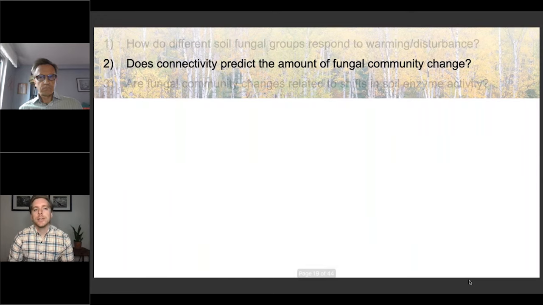Okay, so moving on to this second question: how does connectivity predict the amount of fungal community change? I was interested in this question because I showed the principal component analysis graphs, and I think a lot of microbial ecologists do the standard community composition analyses. And I really wanted to figure out what the next step would be, and whether we could predict how much communities change.